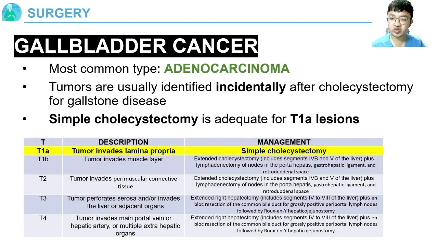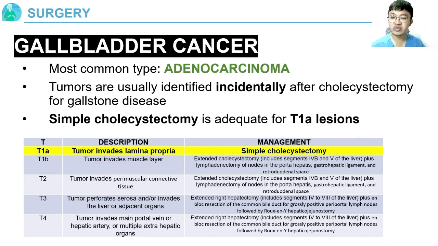So gallbladder cancer is most commonly due to an adenocarcinoma, and tumors are usually identified incidentally after removing the gallbladder for possible stones. Patient comes back to you with a histopath result showing gallbladder cancer. For T1A lesions only, which means that it involves the lamina propria only, cholecystectomy is enough. So if the patient came to your clinic, saying, Doc, I have adenocarcinoma of the gallbladder after you removed the gallbladder, but you saw that it's only up until the lamina propria, what do you say to the patient? It's okay. You don't have to do any more surgery. We can proceed with observation and surveillance only, when referred to onco.